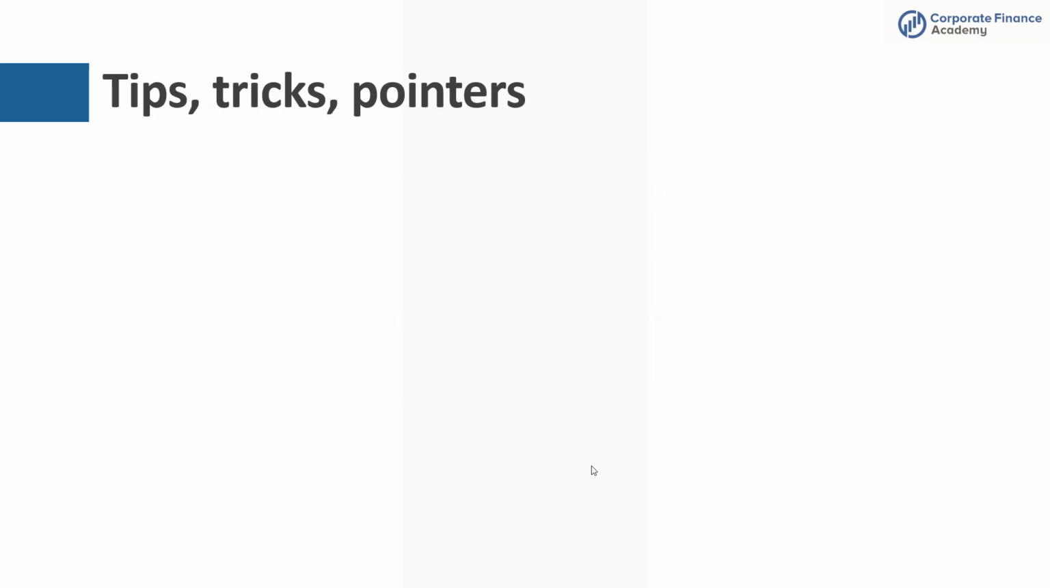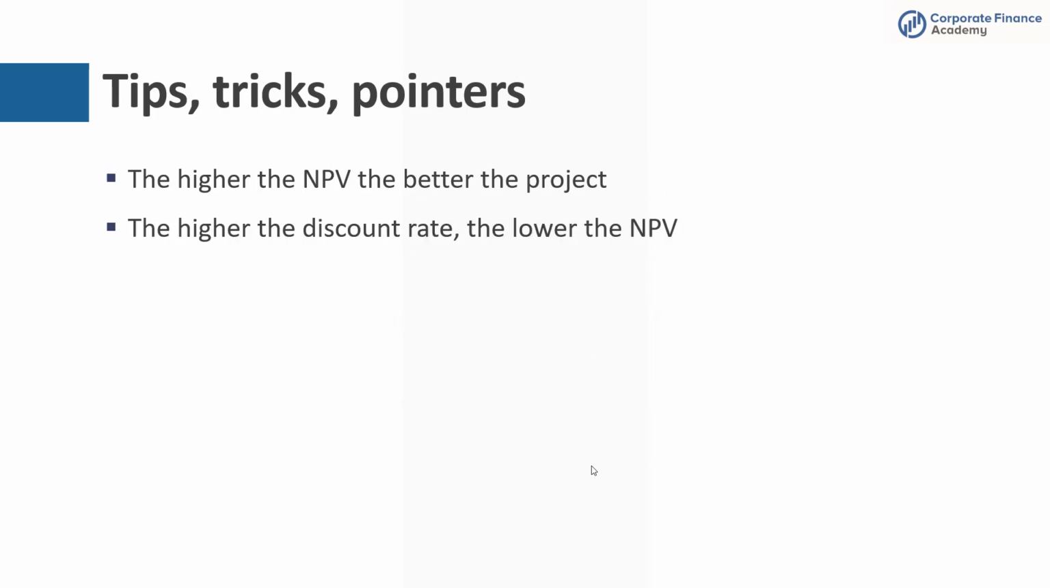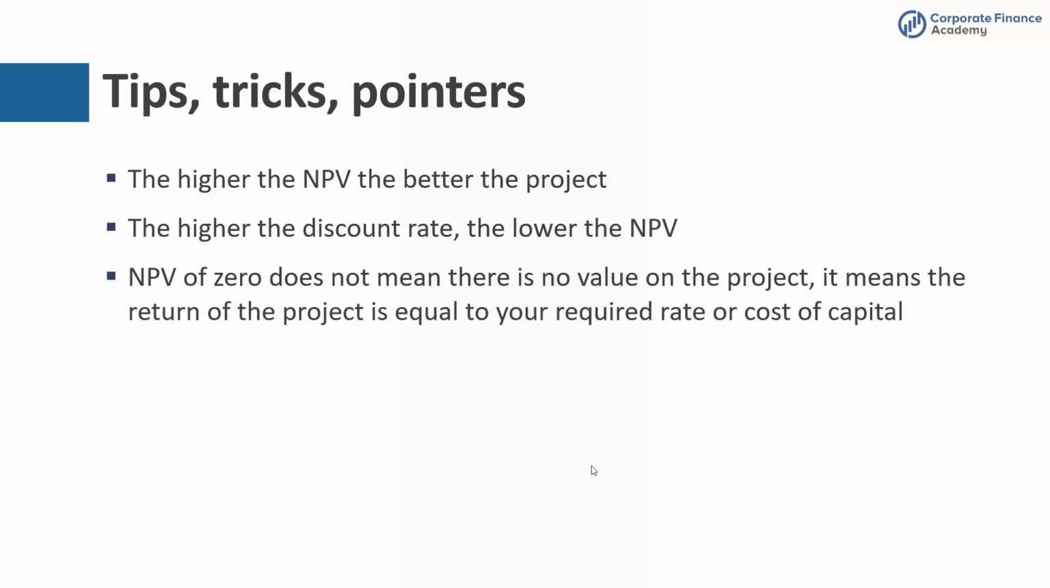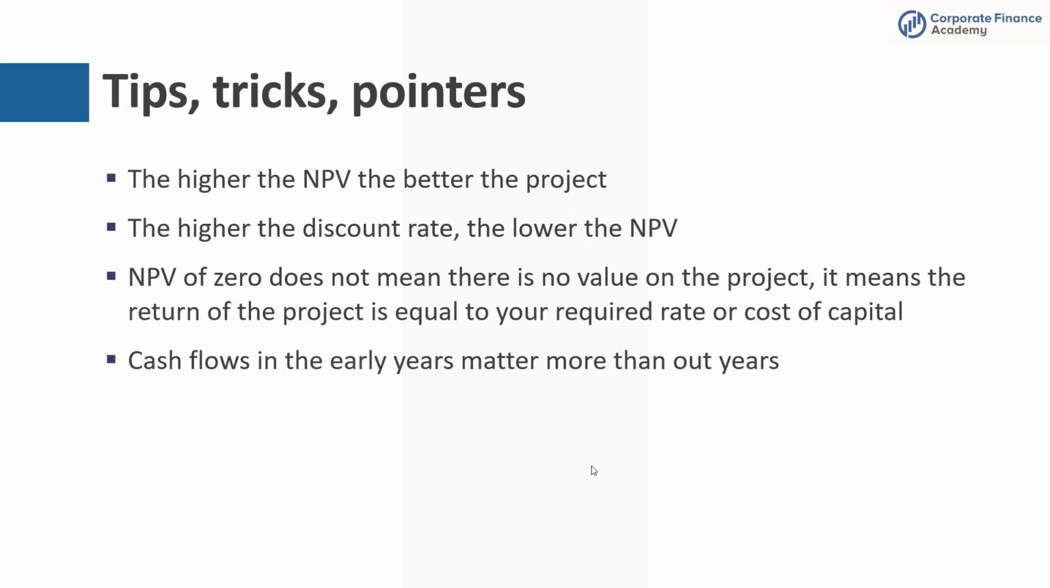A few tips, tricks, and pointers to leave you with. The higher the NPV, the better the project in general. The higher the discount rate, the lower it's going to drive your NPV. It's saying you're requiring a higher return, so that's going to lower your NPV. An NPV of 0 does not mean there's no value to the project. It just means that your return is going to be equal to the discount rate that you've set.